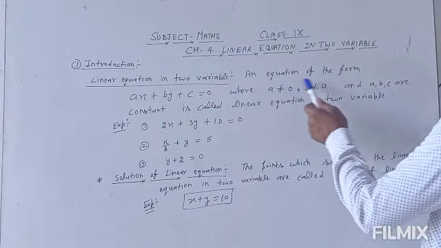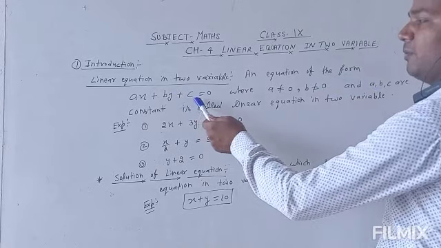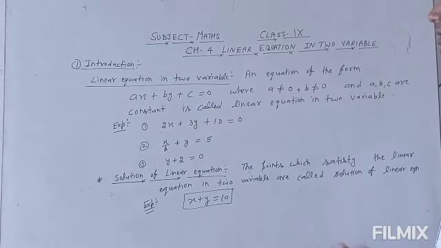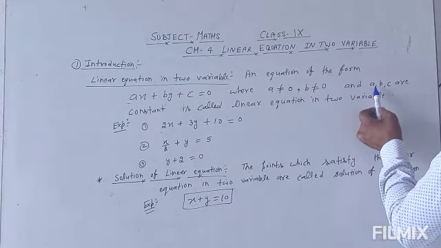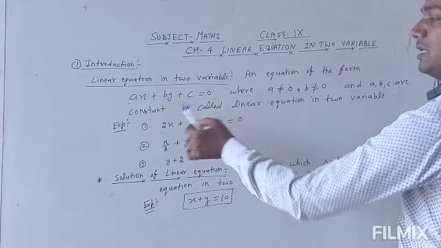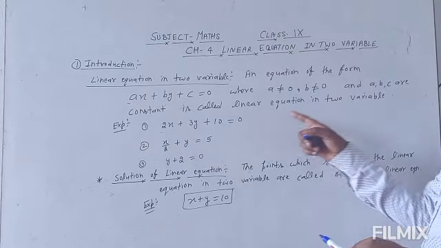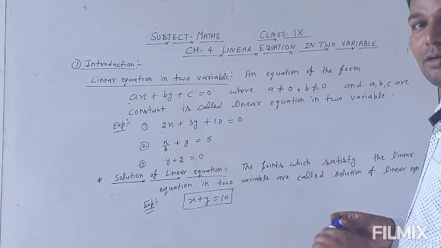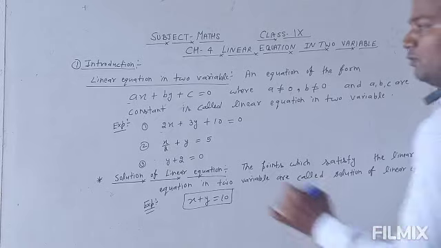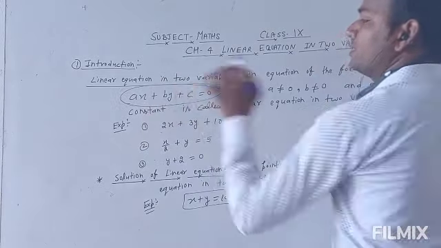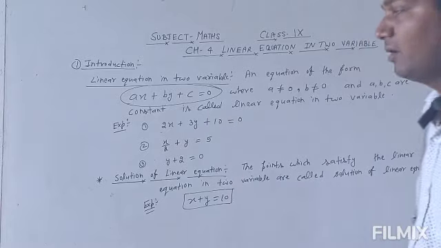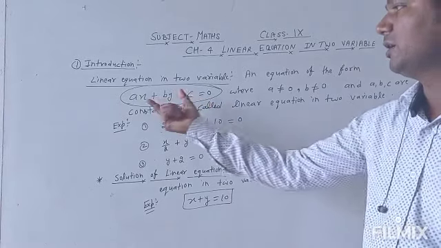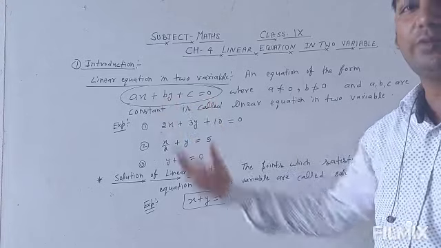An equation of the form ax plus by plus c equal to 0, where a is not equal to 0, b is not equal to 0, and a, b, c are constants, is called a linear equation in two variable. The equation of the form ax plus by plus c equal to 0 is always called a linear equation in two variable, where a, b, c are real constants and x, y are two variables.